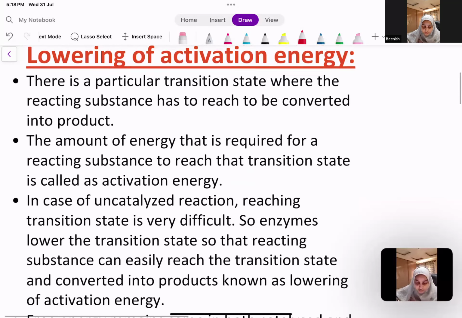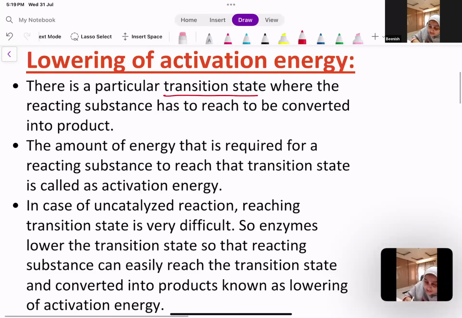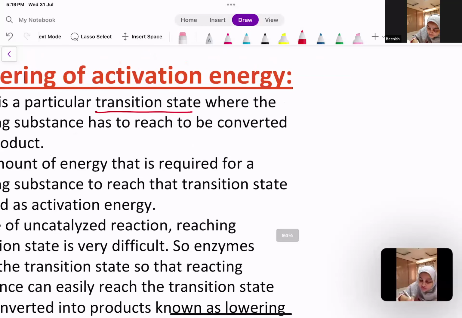So the first is lowering of activation energy. There is a particular transition state where the reacting substance has to reach to be converted into product. So your reactants, that is your substrate, have a certain amount of energy. That is the initial energy of your reactants, of the substrate. Now they have to reach a particular transition state for them to be converted into products. Now, what is this transition state? This transition state is the intermediary state of the reaction.